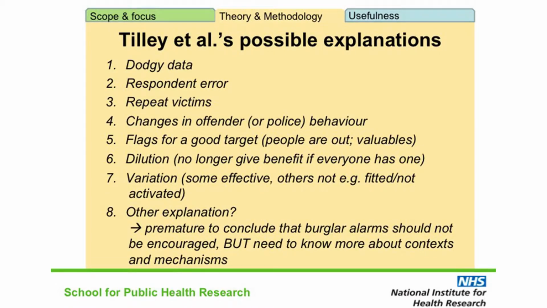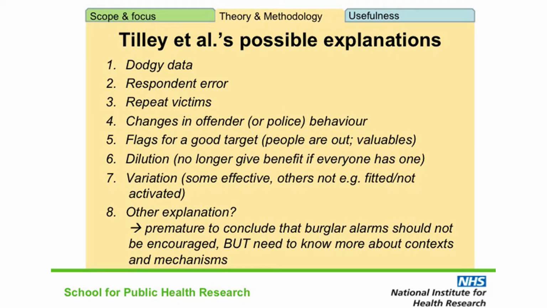So here are some possible explanations that Tilley and colleagues came up with to describe these unexpected findings. They said that there could be dodgy data, there could be respondent error, so people are not necessarily remembering very well, because this was a self-reported survey. There could be changes in the behaviour of police or offenders. The burglar alarms could actually be flags for good targets, so showing that people might be out and there might be valuables in the house. And possible dilution, so if everybody's got a burglar alarm, then they no longer provide those preventative elements.